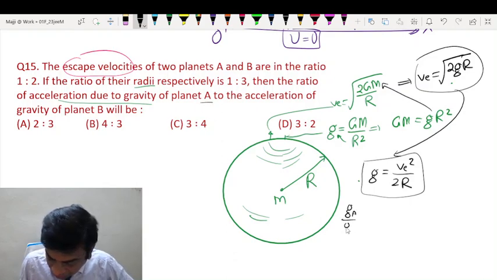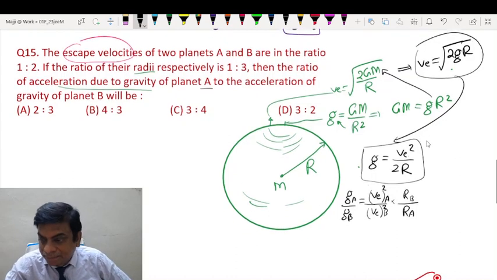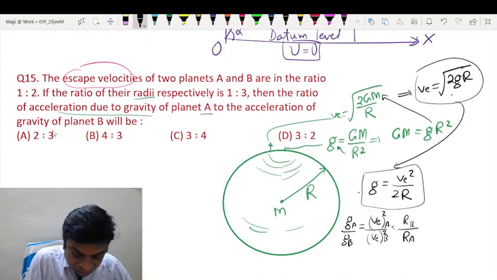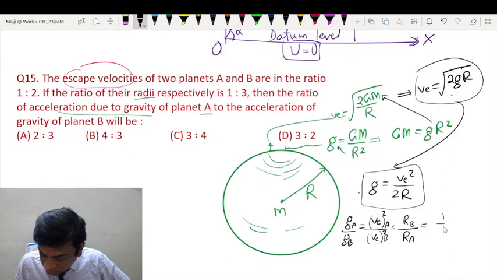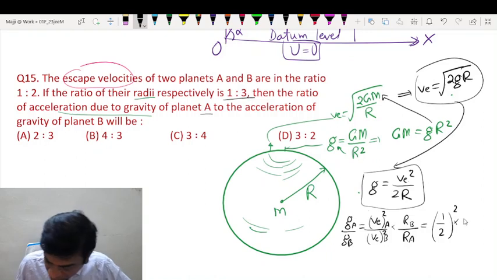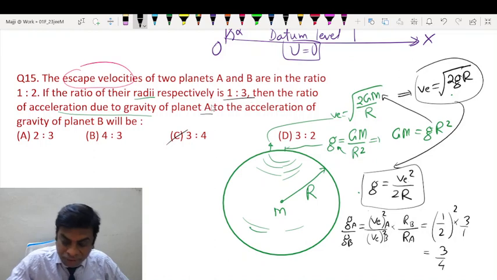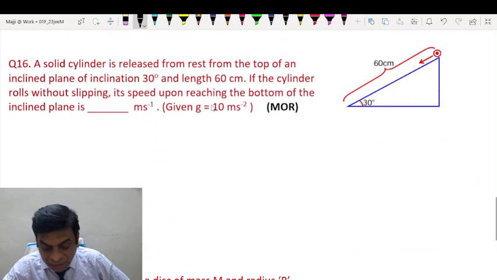So g of A upon g of B is equal to escape velocity for A upon escape velocity for B, square of course, upon radius of A upon radius of B from this formula. So ratio of escape velocities is how much? 1:2. So this will be 1:2. Ratio of radius is 1:3. So 1:3. So we have 3:4. C option is the correct option. Moving on to the next question.